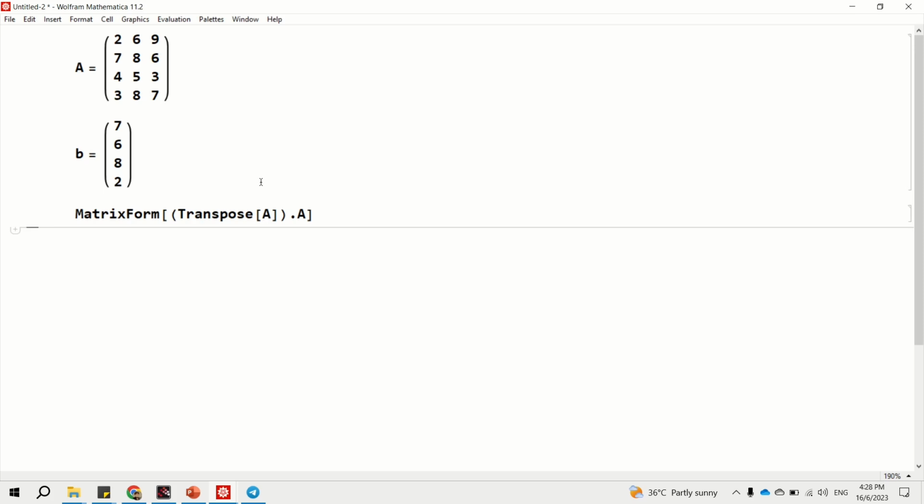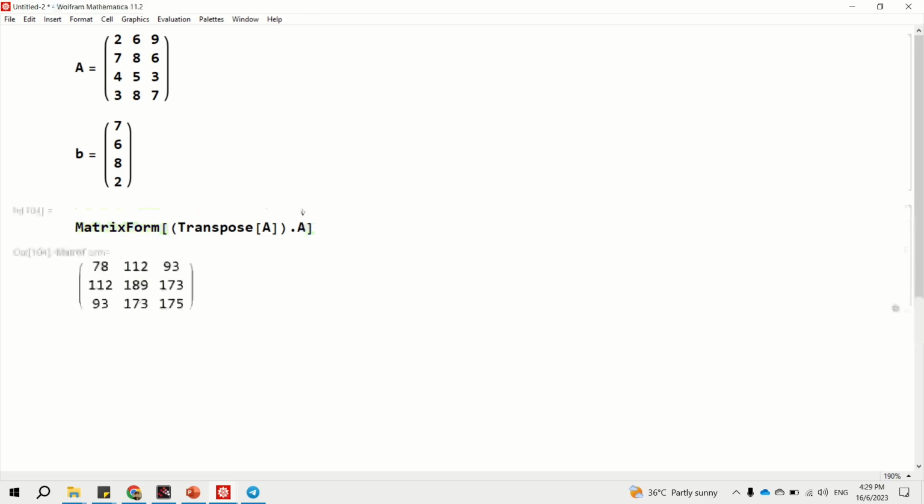For the left hand side, first we need to find A transpose times A. We already have the A matrix and matrix B, so first we find A transpose times A using this command. Now just run it by pressing Shift Enter. Okay, now we already have the left hand side. Now to find the right hand side, we give the same command.